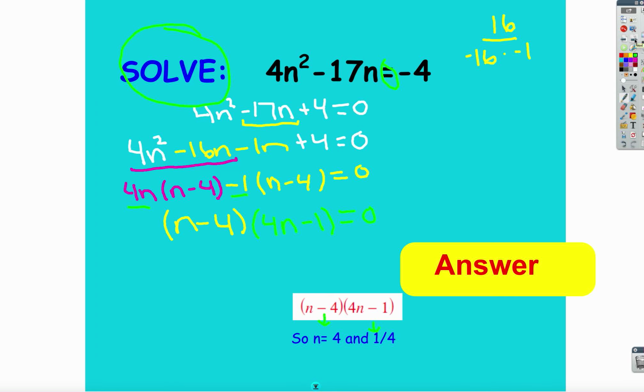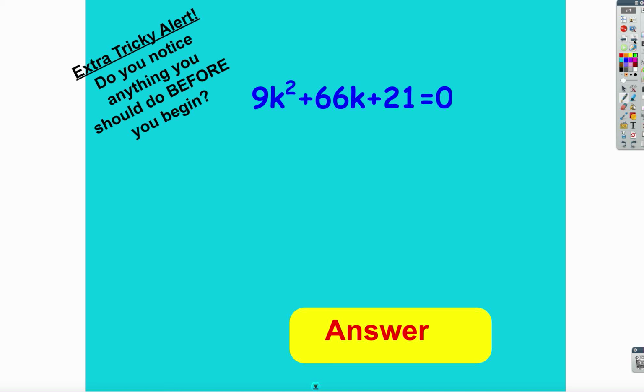I think we'll do one last example here. Here I just wanted to show you an extra tricky thing, another reminder to first check for a common factor. In this example, I notice they all have a 3 in common. So I factor out the 3. Now it still needs to be factored, but just a reminder to always check for that common factor first.